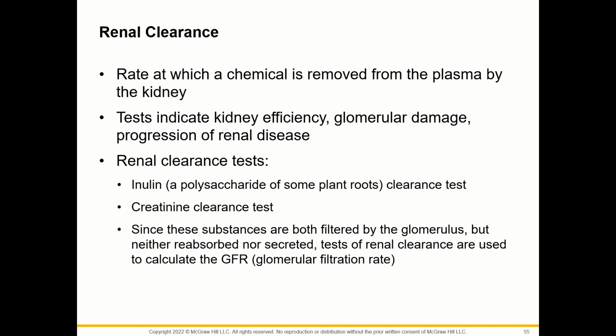Renal clearance tests look for inulin, a polysaccharide of some plant roots, and the creatinine clearance test. Since these substances are both filtered by the glomerulus but neither reabsorbed nor secreted, tests of renal clearance are used to calculate glomerular filtration rate.